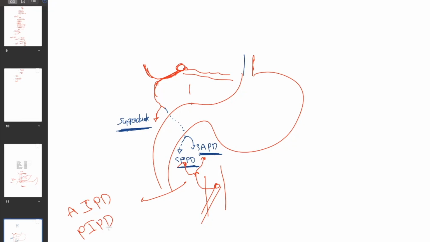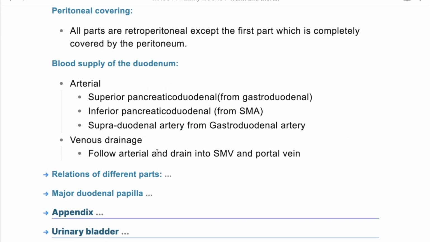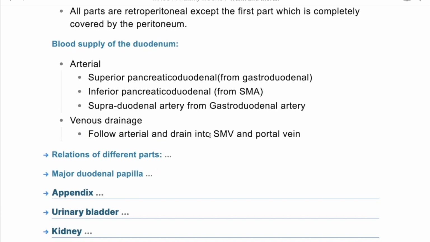So when I ask you about the blood supply of the duodenum, it's the supraduodenal, which arises from the gastroduodenal, and the superior pancreaticoduodenal, which arises from the gastroduodenal, and the inferior pancreaticoduodenal, which arises from the superior mesenteric artery. So these are the blood supply for the duodenum. Venous drainage will be literally the same, and it will go into the superior mesenteric vein and portal vein.